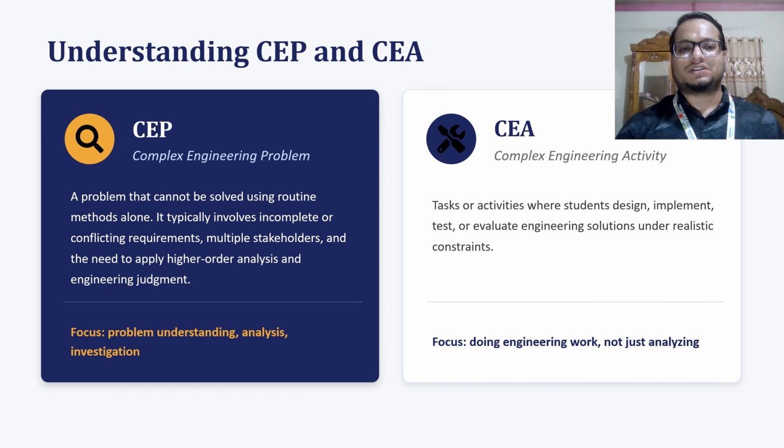Now, let's understand the difference between CEP and CEA. CEP means complex engineering problem. It focuses on understanding, analyzing, and solving complex problems. CEA means complex engineering activities. It focuses on designing, implementing, testing, and evaluating solutions. So simply, CEP is about solving, while CEA is about doing.